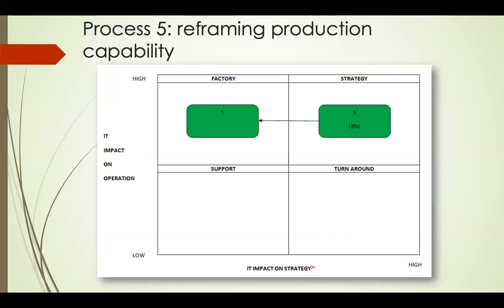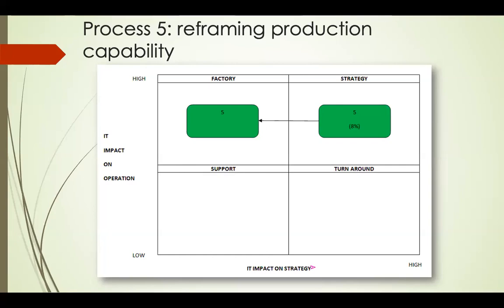Hi, everyone. I'm Tiara Supto. I'll be taking you through process 5, the reframing of production capability. In this process, we start off in the strategic grid because we are reframing an existing production capability. In the strategic quadrant, to be specific.